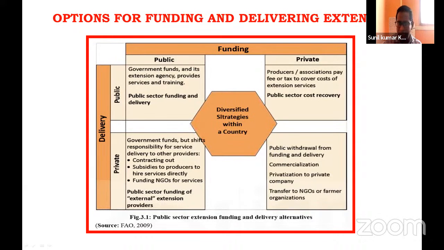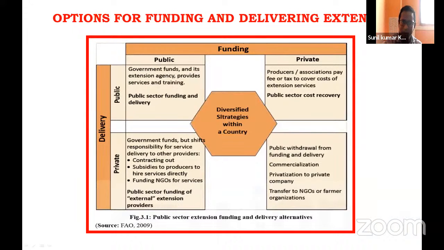This public sector cost can be recovered from the private sector itself if they are not delivering. So what type of private delivery system can happen? These private players generally focus on producers associations to pay a fee or a tax to cover the cost of extension functionaries, meaning they are providing paid services to the farmers.